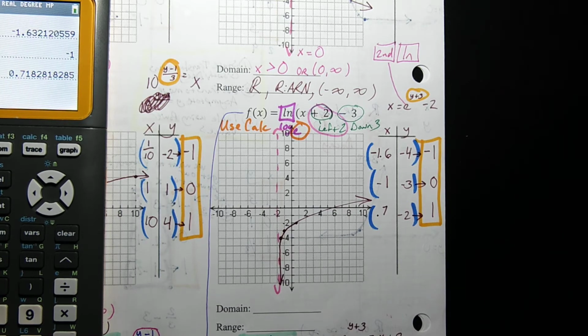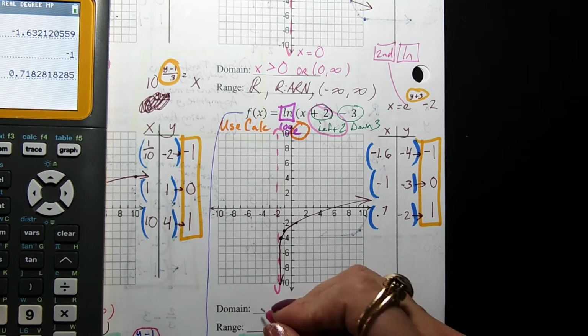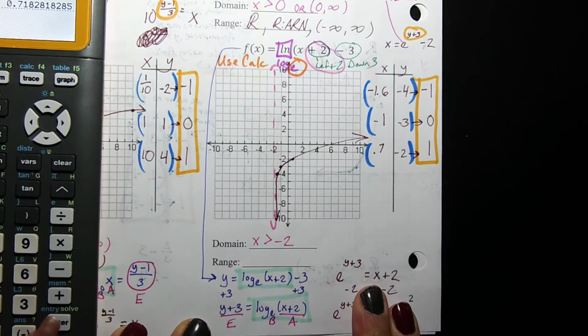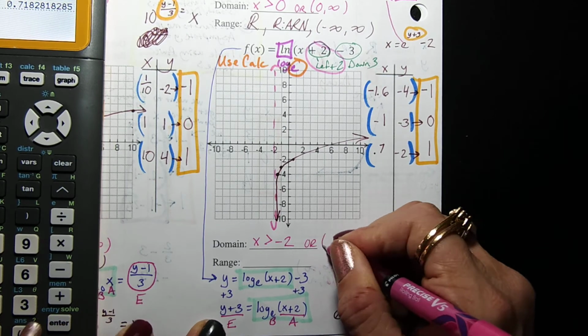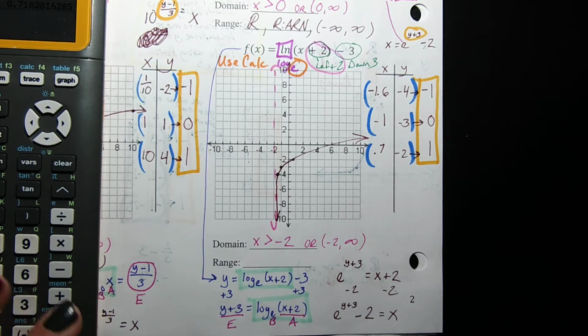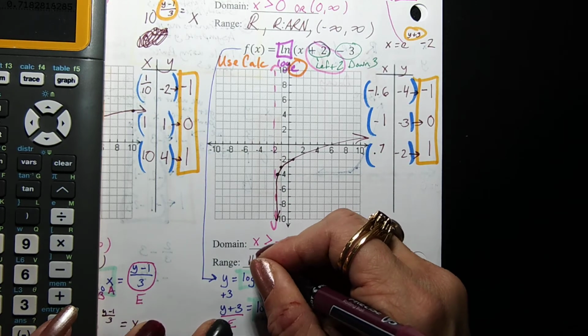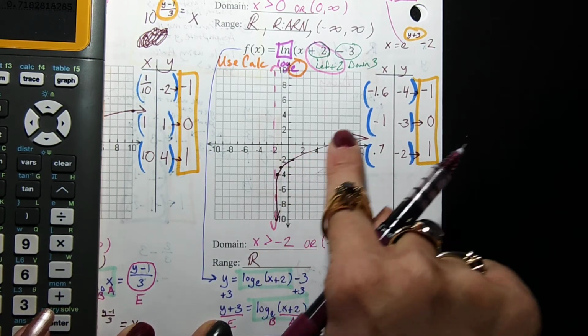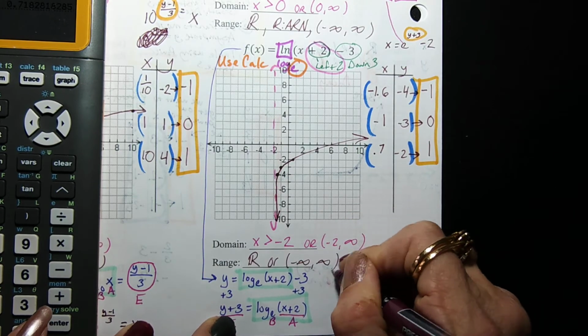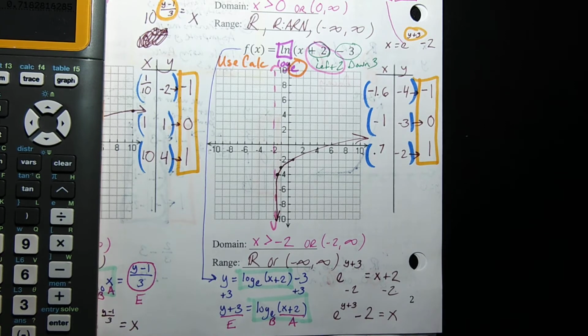Where do our x values start, but it's not included? At negative 2, at the asymptote. So x is greater than negative 2, or parentheses negative 2 infinity. And then what's the range? All real numbers. We go all the way down and curve all the way up. Or you can have negative infinity to infinity.